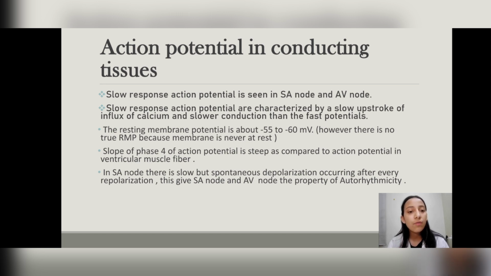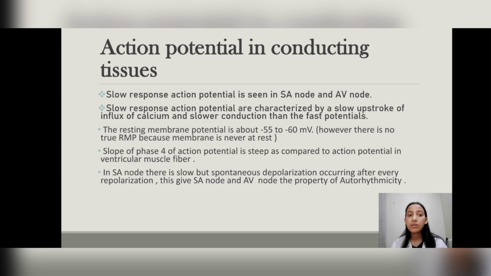The slope of phase 4 of the action potential is steep as compared to the action potential in ventricular muscle fibers. जो फेज 4 होता है इसका, उसका जो स्लोप होती है वो फ्लैट नहीं होती है, वो स्टीप होती है. इसको हम आगे ग्राफ में देखेंगे. In SA node, there is slow but spontaneous depolarization occurring after every repolarization. This gives SA node and AV node the property of autorhythmicity.